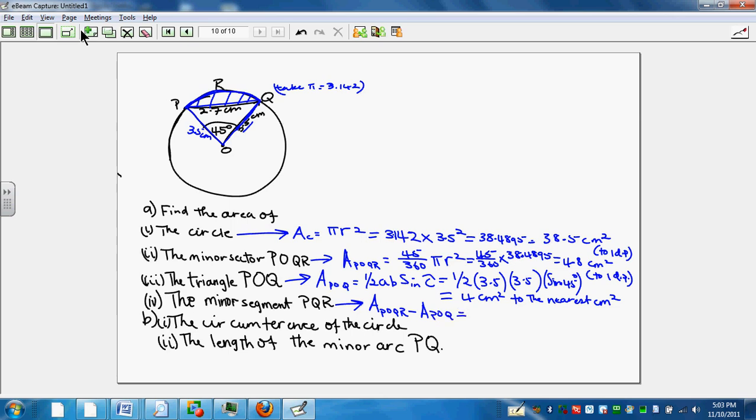Okay? And we know that the area of the sector POQR was 4.8 cm squared. And the area of the triangle POQ was 4 centimeters squared. So therefore, when we take the difference, we'll get 0.8 cm squared. Right, 0.8 cm squared as the area of the minor segment that you're interested in.